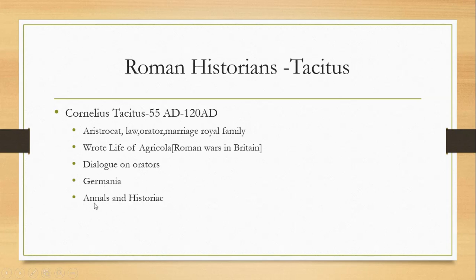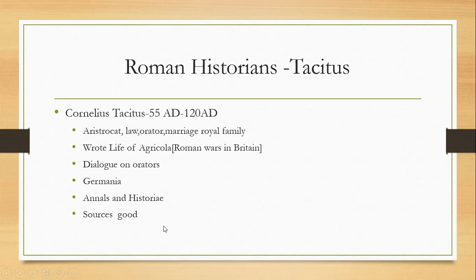The next books he has written are Annals and Histories. Annals talks about the Julian dynasty. Historia also talks about the Julian dynasty. Annals talks about the Julian dynasty from the Emperor Tiberius to Nero, and Historia talks about the period from the death of Nero till the death of another ruler, Domitian. So this is basically about political rulers.